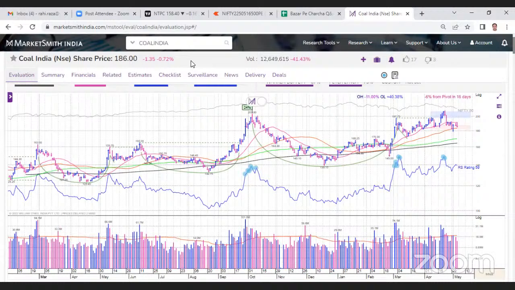Stop loss would be quite deep actually. In such a case, stop loss would be below 164. And if someone wants to take a fresh entry after breakout, then around 198, 200 is the key level to watch for breakout purposes in Coal India. Now next is DMart.